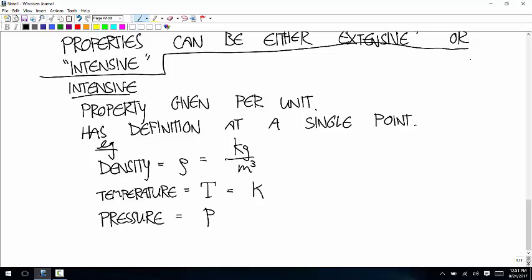So I'll write that with a lowercase p, and SI units for pressure are newtons per meter squared. Again, you can see that you're taking a force and dividing by an area, so it's on a per unit basis.